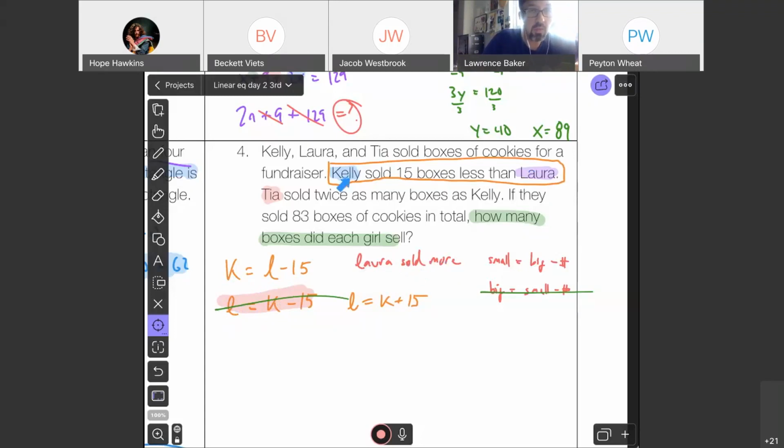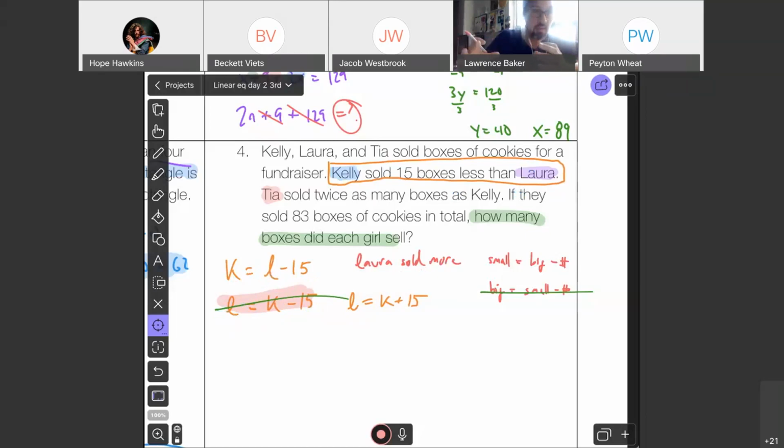Okay, Kelly sold 2. Then Laura must have sold 17. How do 2 and 17 work? Is 17 equal to 2 minus 15? No. Is 2 equal to 17 minus 15? Yeah. Okay, that one works. So just a couple things to think about, because these are so easy to mess up.